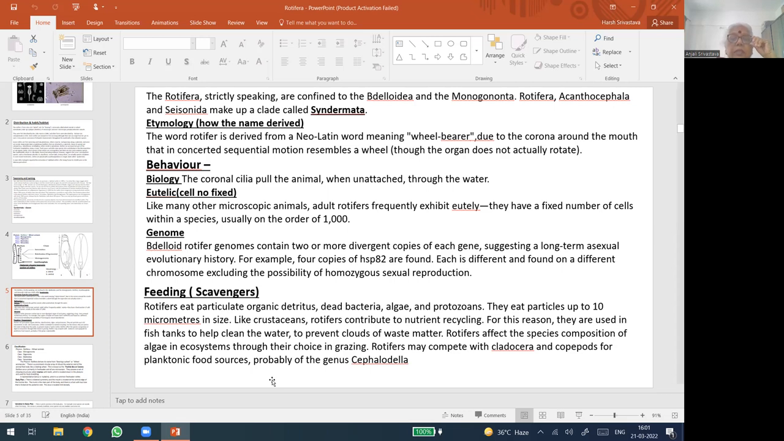Their ecological importance is quite significant. They are used in fish tanks to help clean the water and prevent clouds of waste matter. Rotifers affect the species composition of algae in the ecosystem through their non-selective grazing. Rotifers may compete with cladocera and copepods for planktonic food resources, probably the genus Cephalodella.